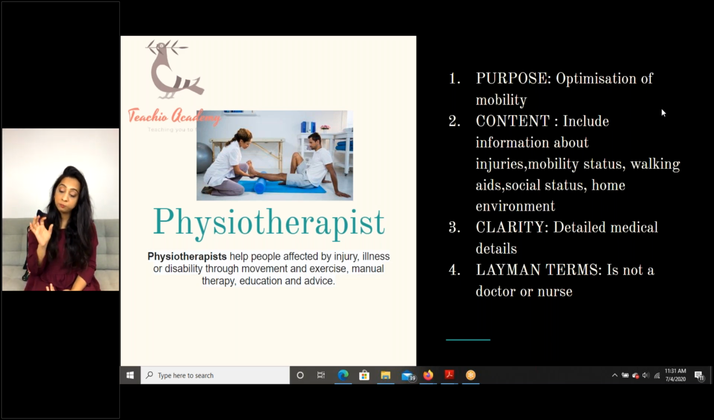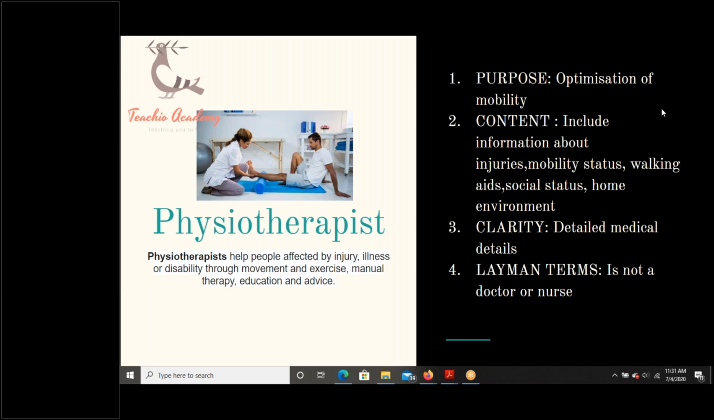Okay. So we're just trying to differentiate, depending upon who you're writing the letter to, you're tailoring your information. One piece of information is going to be relevant for someone and the other might not be. So that's the concept of purpose, content, and clarity.